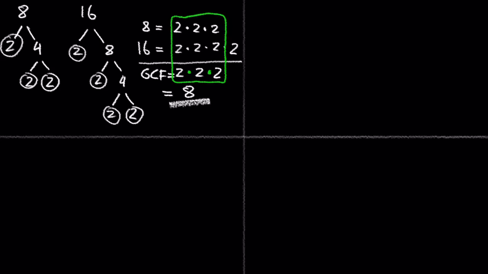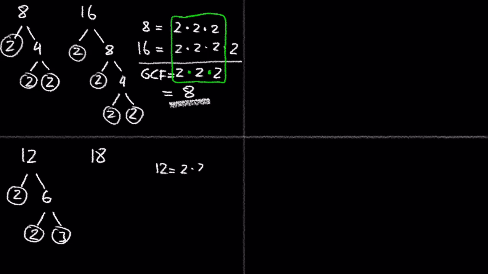Let's look at the next two numbers, 12 and 18. Find the GCF of 12 and 18 using prime factorization. We can write the 12 as a product of 2 and 6, and the 6 as a product of 2 and 3. So we can write the 12 as 2 times 2 times 3. And we are done because 2 and 3 are prime numbers.